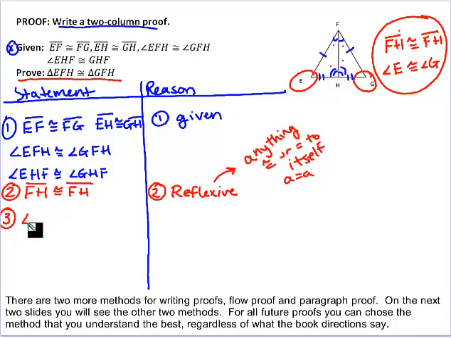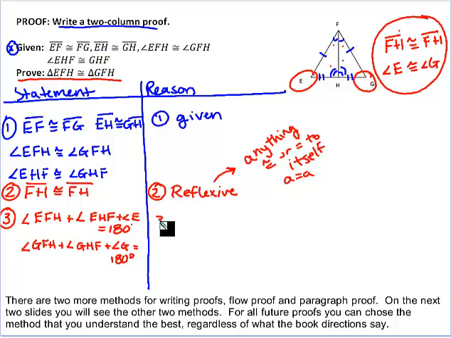So we're going to say angle EFH plus angle EHF plus angle E equals 180. And we'll say the same thing for our other triangle. Angle GFH plus angle GHF plus angle G is equal to 180. And that's because of our triangle sum theorem, which we talked about in the last section.